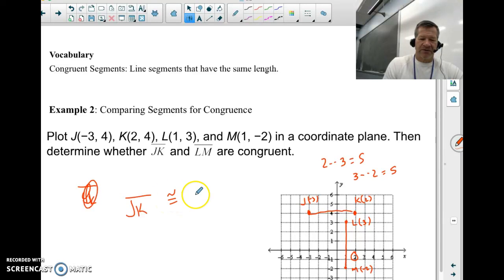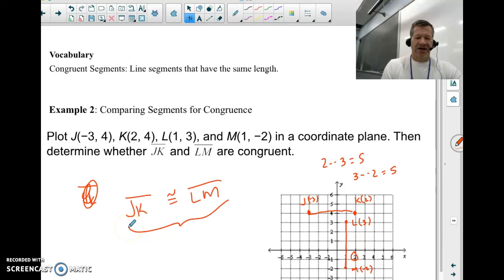Here's a symbol we use when two things are congruent. Looks like a little equal sign with a little squiggly line or a tilde above it. So yes, JK and LM are congruent in this case, and that's example 3.